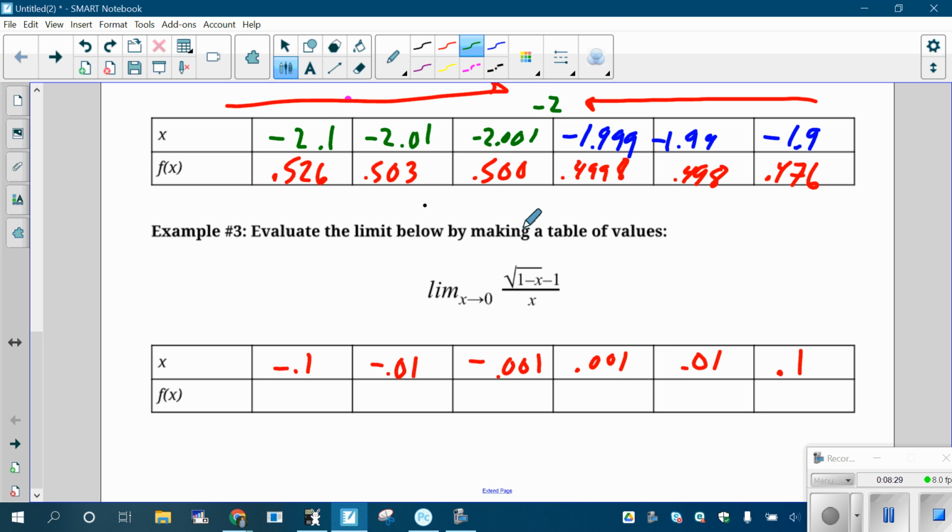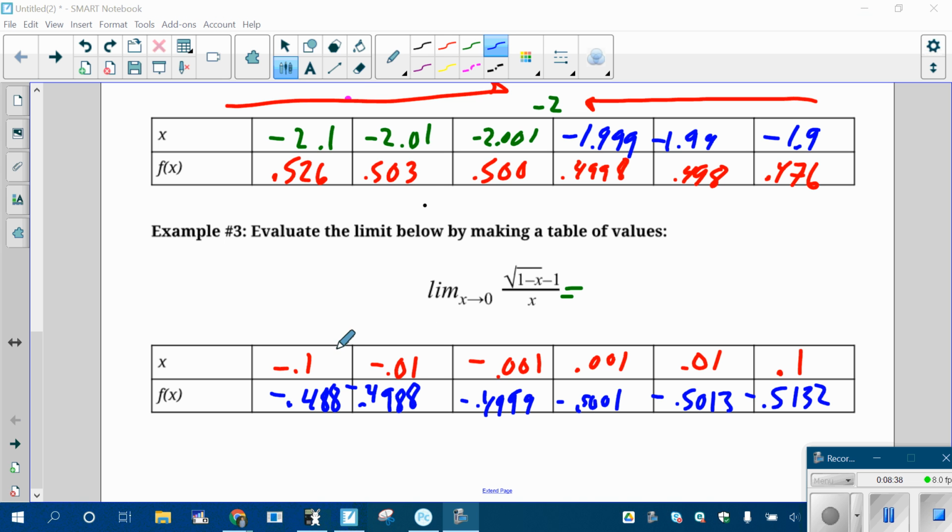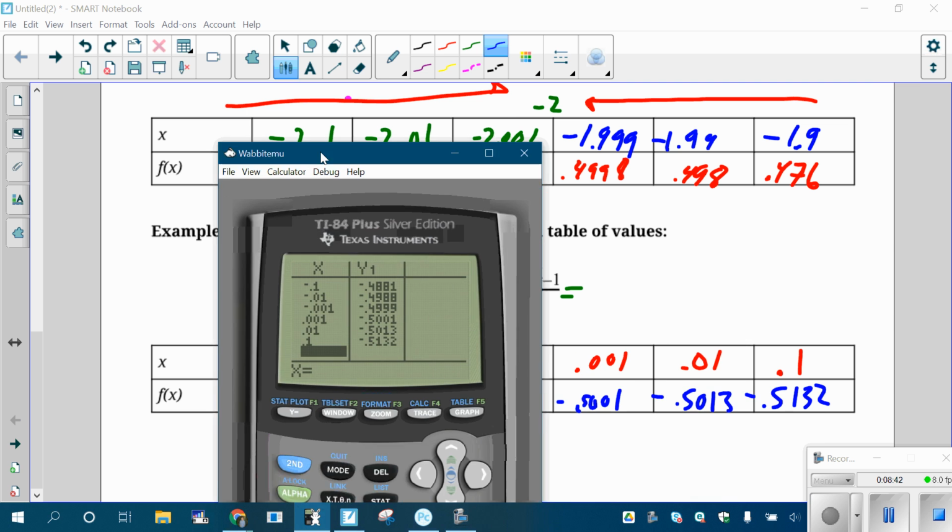Go to your calculator, type in this equation. Answer the question. Go ahead and pause and do that. Okay? So again, those are the x values that I used. Here are the y values I got out from my table in my graphing calculator.